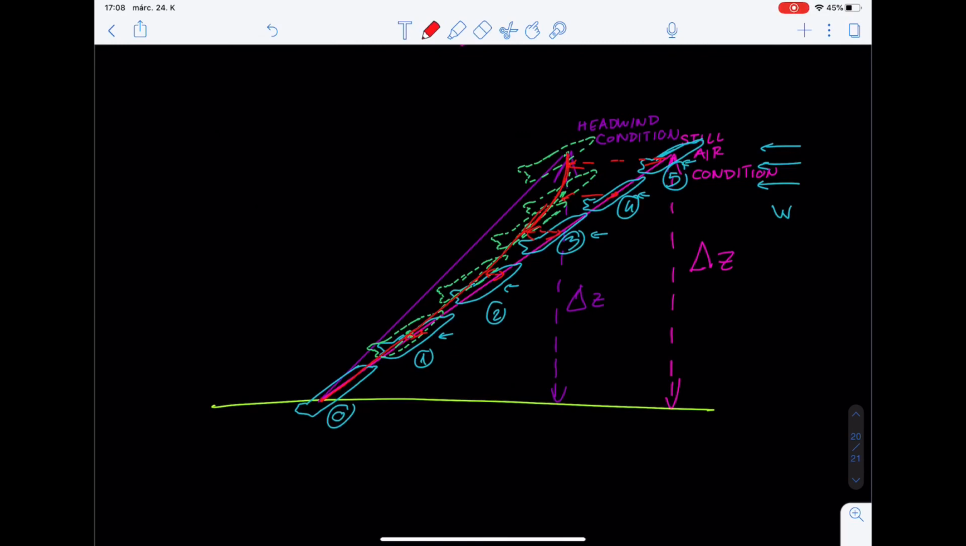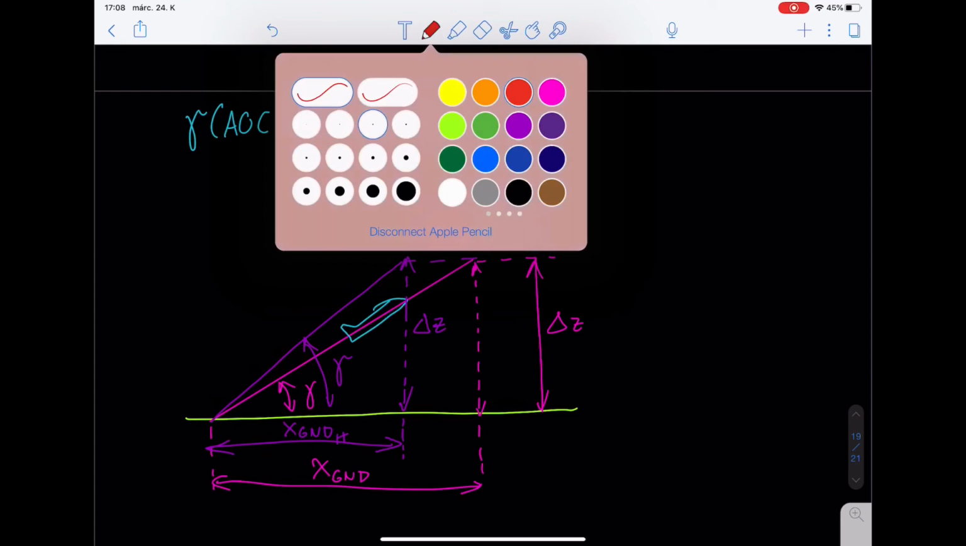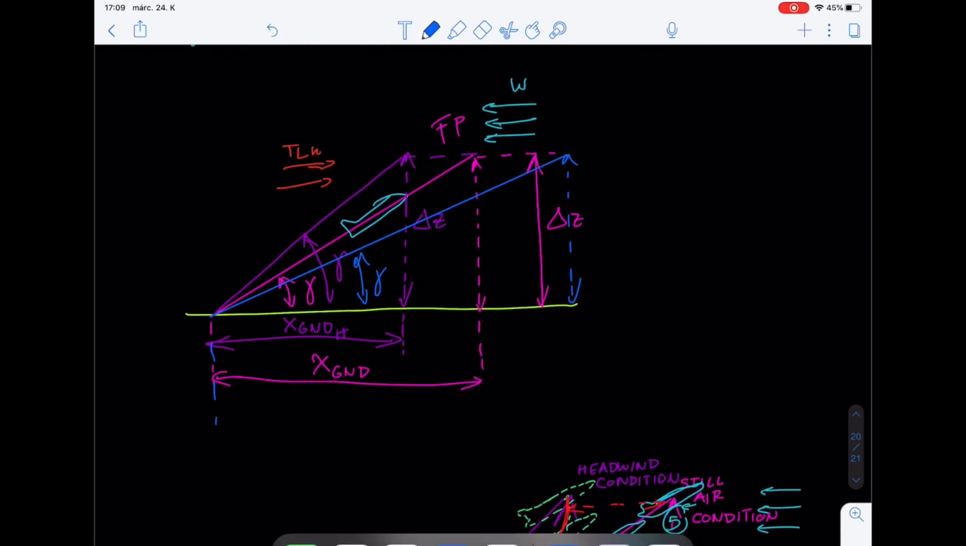And when you have a tailwind, it's the exact opposite effect, because in that case your flight path angle is going to be reduced, and you reach the same delta z at a later point. So your flight path angle is going to be reduced, and your GND, the distance you cover on the ground, is going to be increased in case of a tailwind.